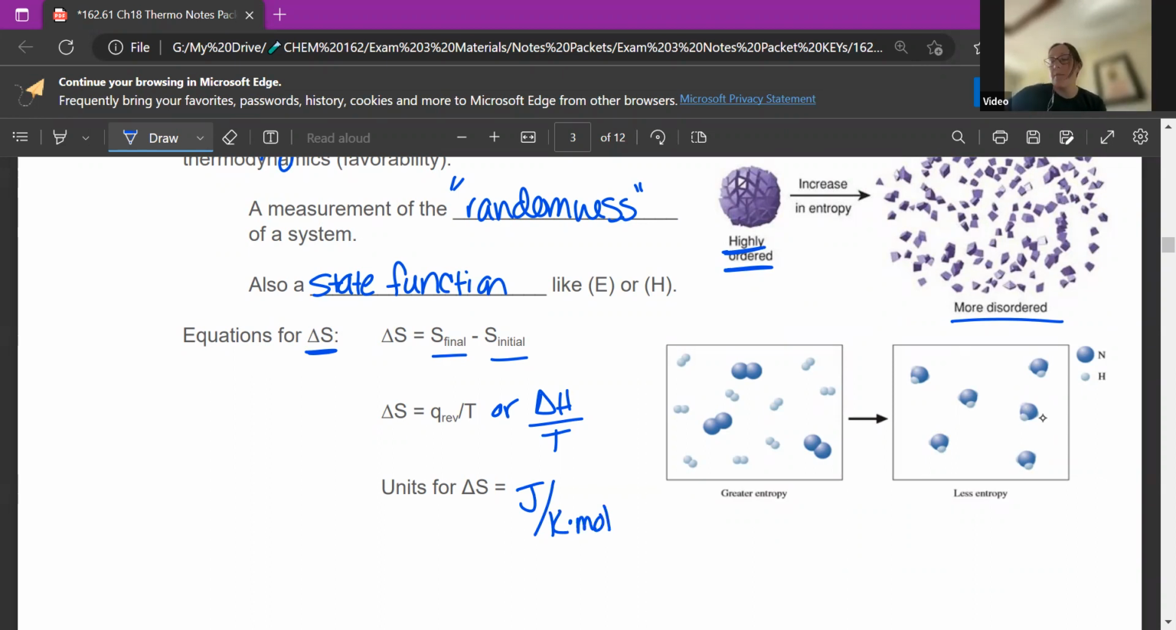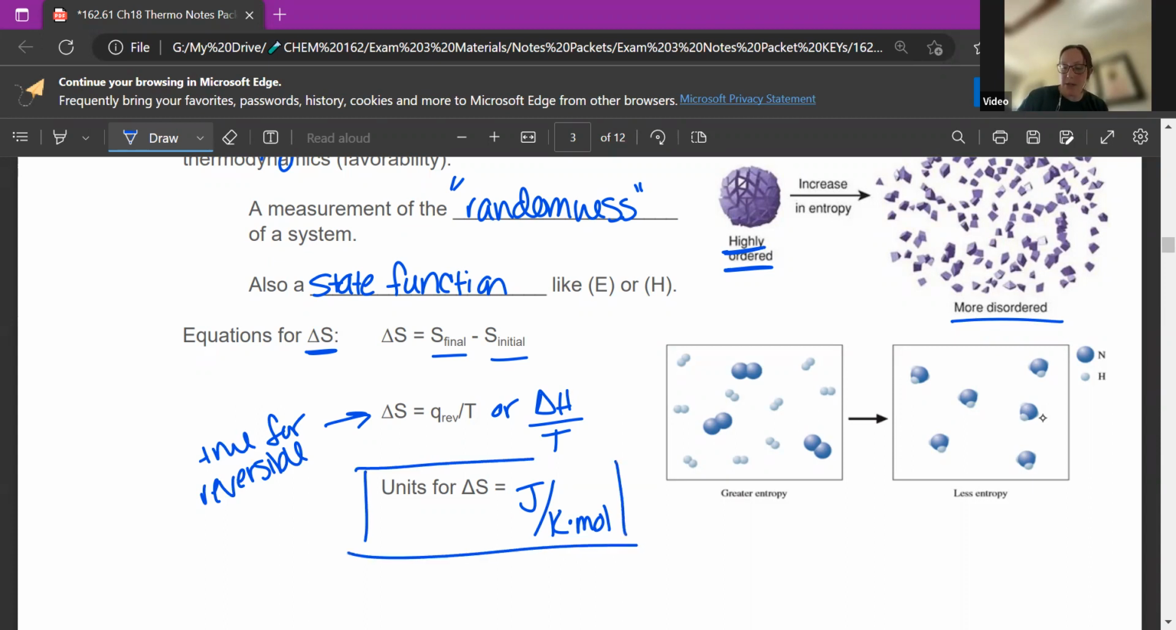So again, I'm looking at this picture over here. Something has greater entropy if it's got more molecules, and they're different molecules. There's more spaces they can be. It's got less entropy if you have fewer molecules and they all look the same, for example. We're not going to use this equation very much, but this is true for reversible processes. So you can calculate how ordered or not ordered it is if you know the heat change associated with it. You need to make sure that we get the right units when we're talking about entropy.